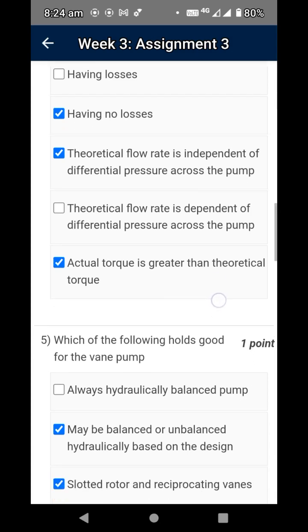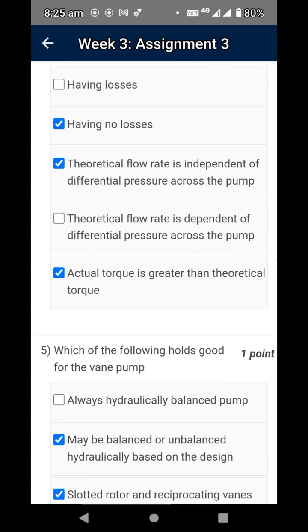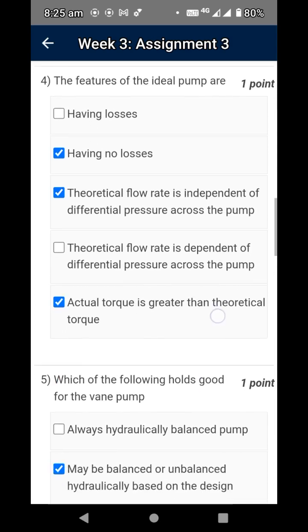Okay, so the features of the ideal pump are we don't have any loss. Okay, so option 2. And then in the case of ideal pump, the theoretical flow rate does not depend on the differential pressure. So the option 3 is correct. And then the actual torque is greater than the theoretical torque. Always the theoretical torque is lesser. Okay, so the actual torque is always greater. So the option 5 is correct in the case of ideal pump.